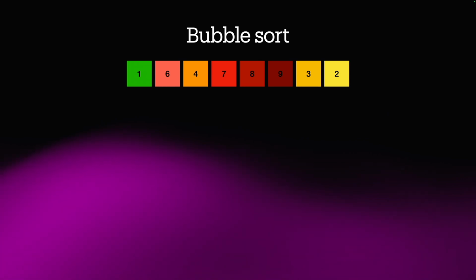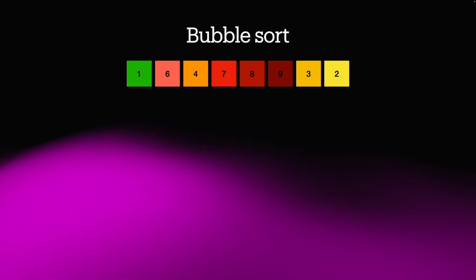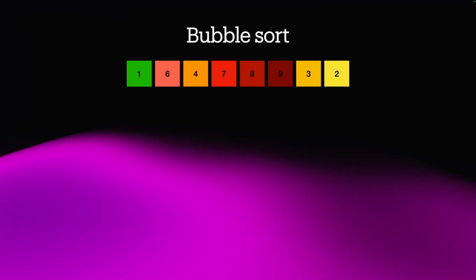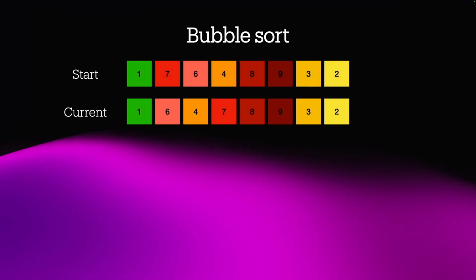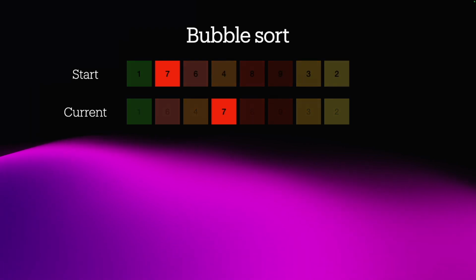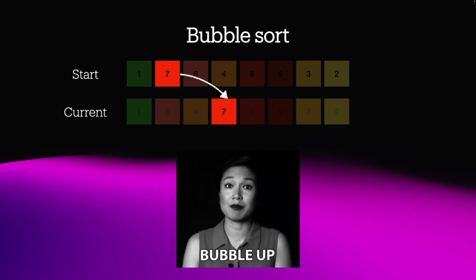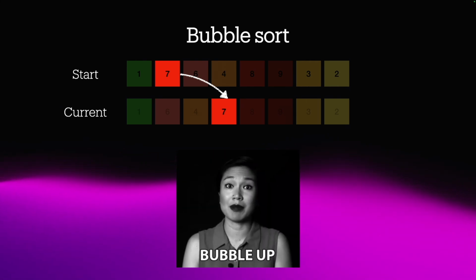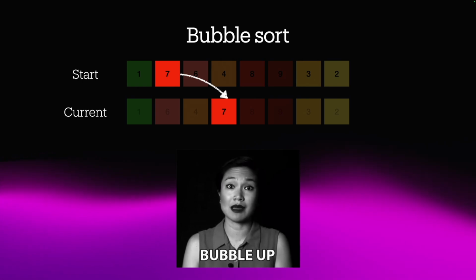I noticed that the element 7 seems like it was stuck with us for a while there. So what actually happened? The element has effectively moved from being the second element in the array to being the 4th element in the array. Do you guys know what just happened to the 7? It bubbled up. And that's where the name of the algorithm comes from. The biggest numbers simply bubble up to the top.